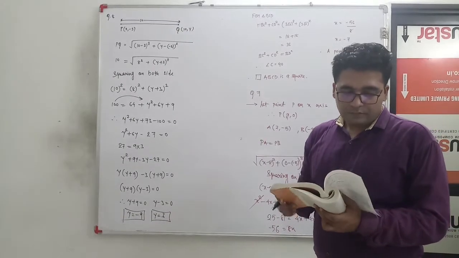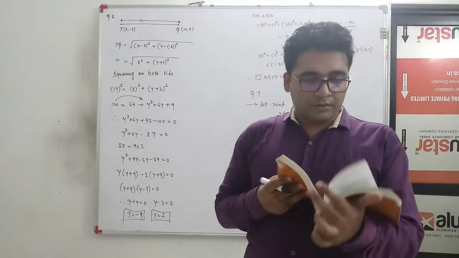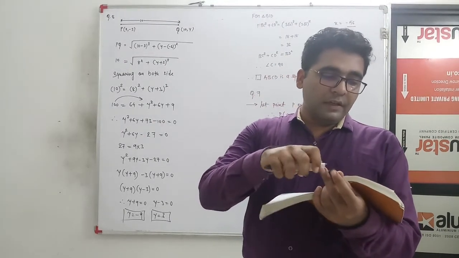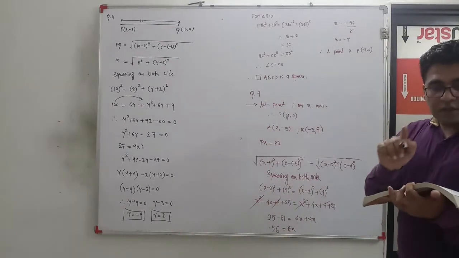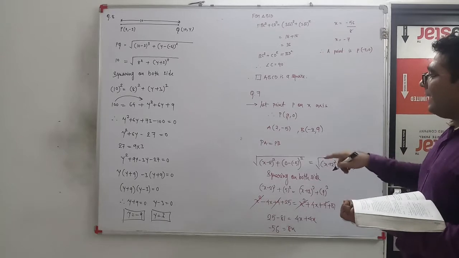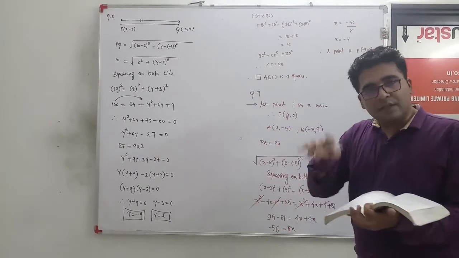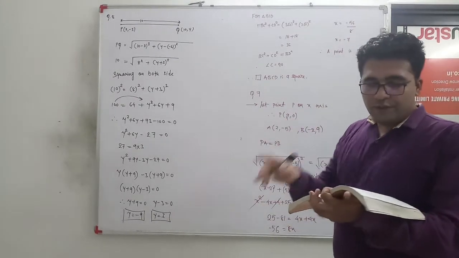Now see, there is another question. The question is question number 9. Here it is like question number 7, but the question is somewhat different. In that question we needed to find the P, but in this question P is given as a Q and we need to find the x of the other.